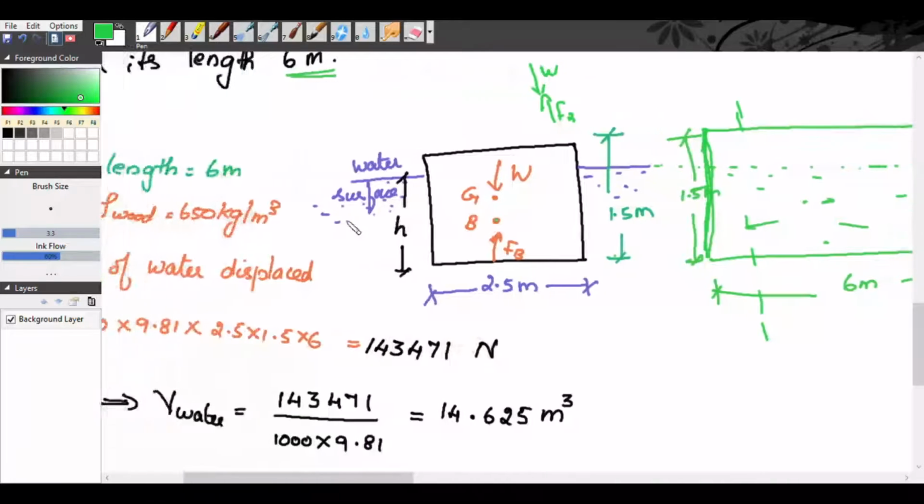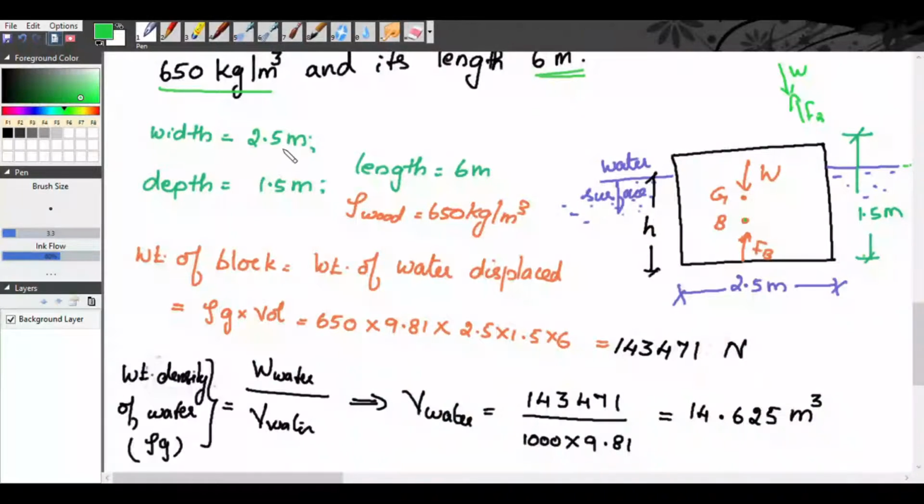Now, the width of the wooden block is 2.5 meter, the depth is 1.5 meter, length is given as 6 meter, the density of the wooden block is given as 650 kilogram per meter cube. Now, the weight of the block will be equal to the weight of the water displaced. That will be equal to the buoyant force. So, weight of the block is W, that is equal to weight of the water displaced. That will be our buoyant force.